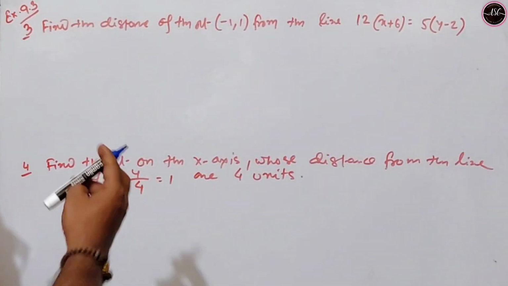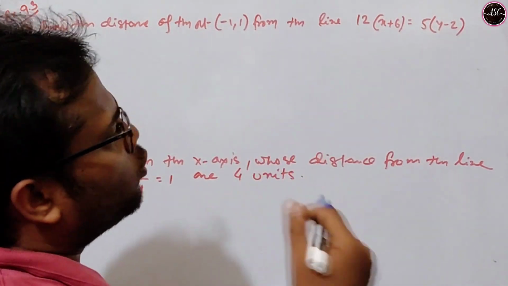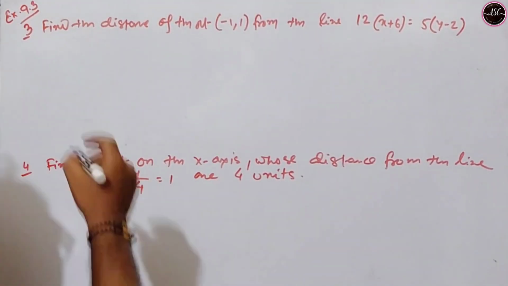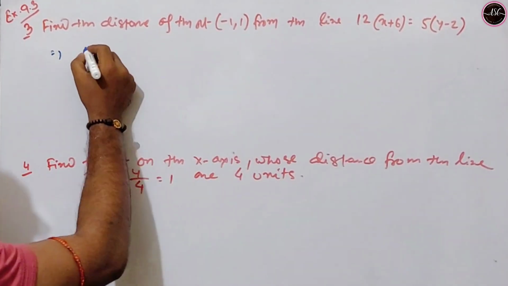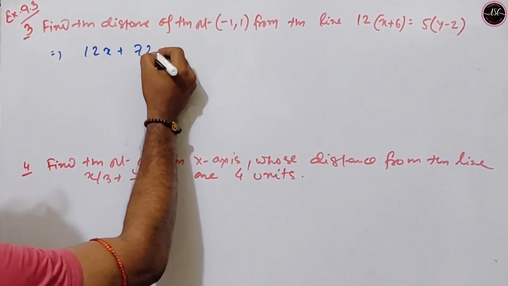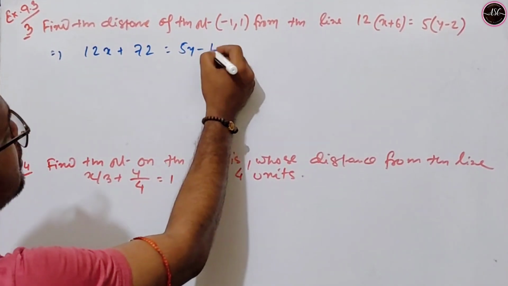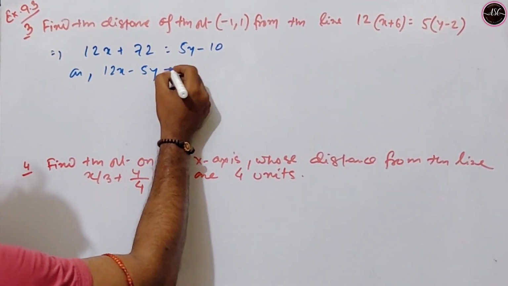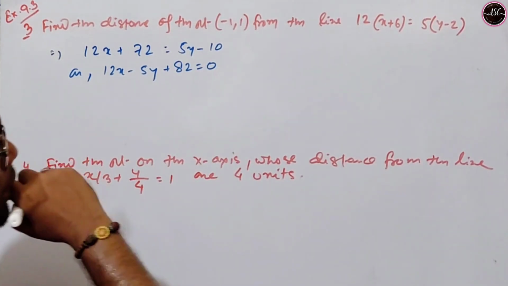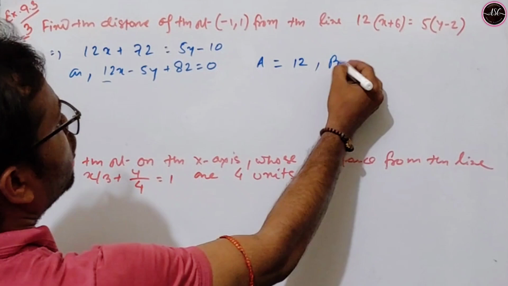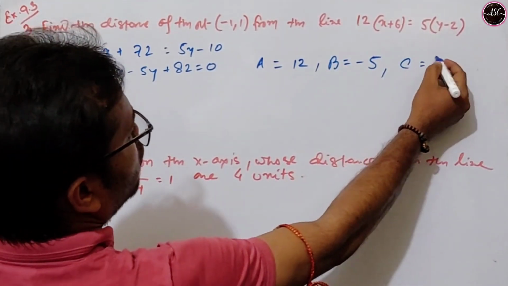Just look at this question. Find the distance of the point minus 1 comma 1 from the line 12 into x plus 6 equal to 5 into y minus 2. So just simplify this. 12x plus 72 equal to 5y minus 10. Or this can be written as 12x minus 5y plus 82 equal to 0. So here a equal to 12, b equal to minus 5 and c equal to 82.